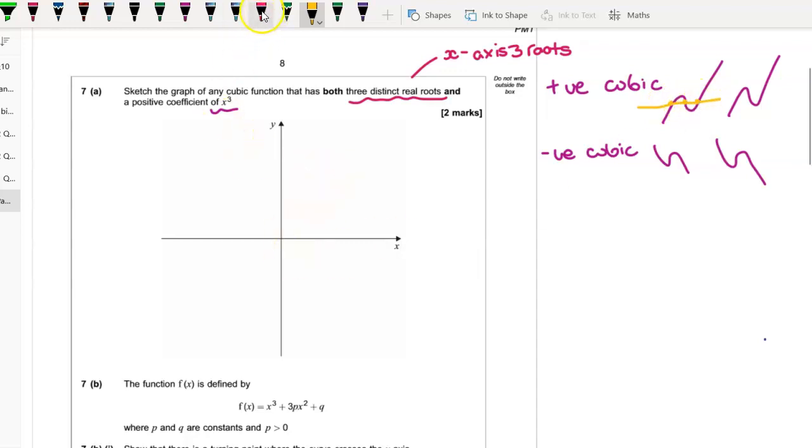And it doesn't matter where those roots are for this question. It says any cubic function. So you just need to show something that goes like that, like that. So that would have 3 distinct roots. It doesn't have to all be on one side, you know, like with 2 roots this side, 1 this side. It doesn't matter. Okay, because for this question we're just sketching any old cubic function.